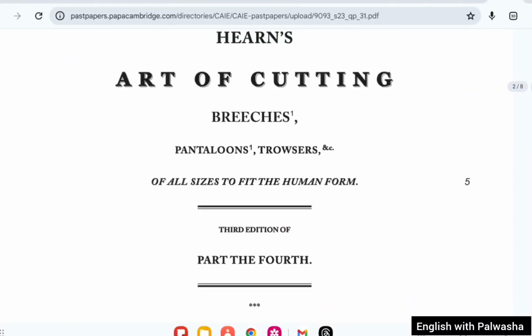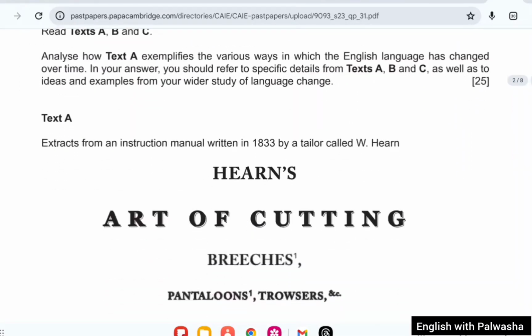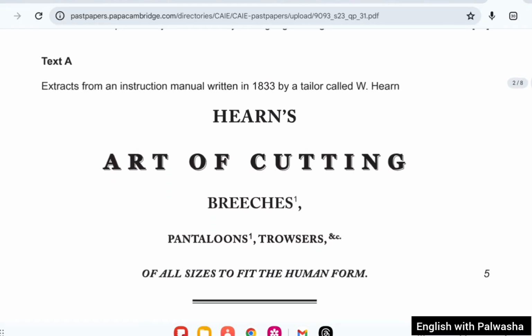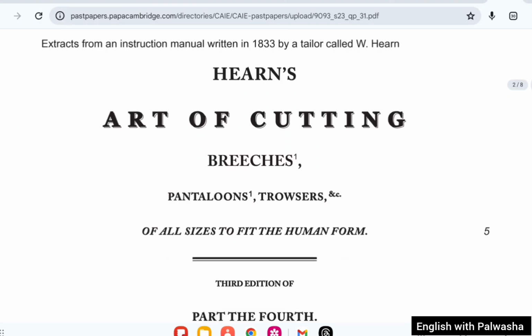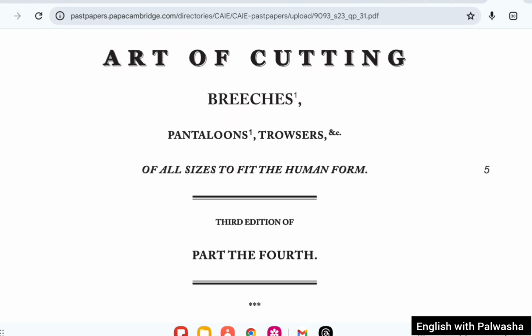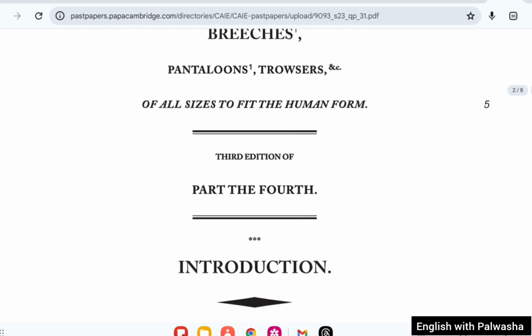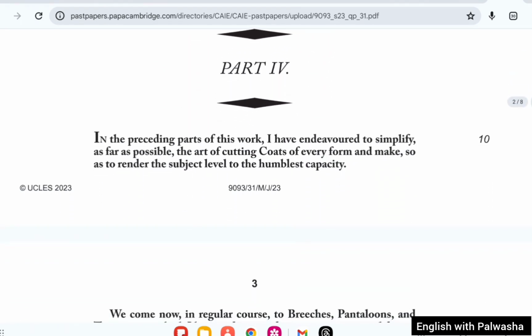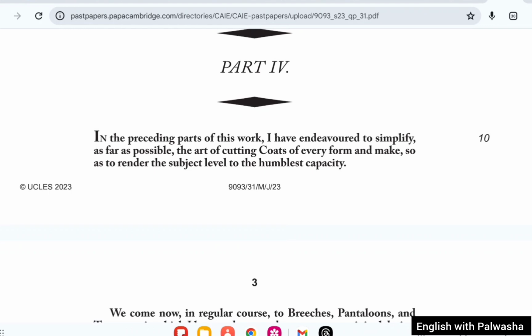So this is the paper of May-June 2023, right? In this one, Text A is basically an extract from an instruction manual written in 1833 by a tailor called W. Hearn, right? Hearn's art of cutting breeches, pantaloons, trousers, even the spelling of trousers you can see was previously quite different, of all sizes to fit the human form. Third edition of part the fourth, introduction part 4. In the preceding parts of this work, I have endeavored to simplify as far as possible the art of cutting coats of every form and make.